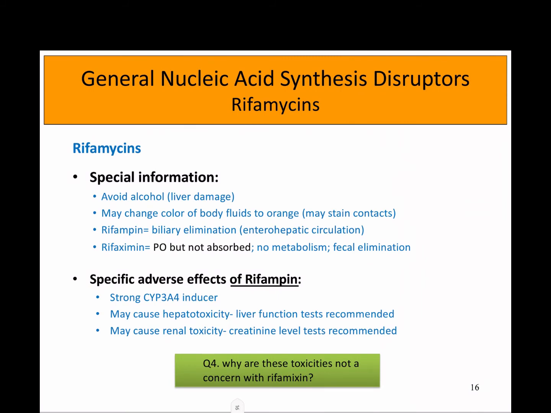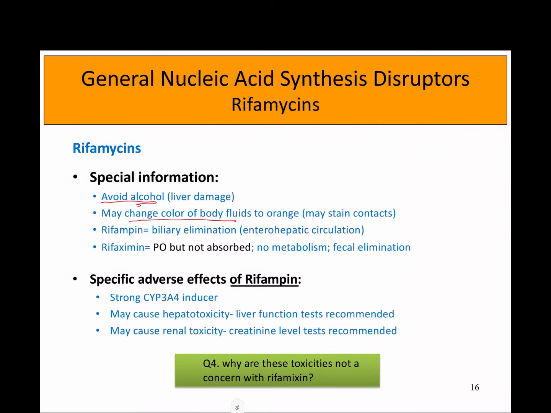The rifamycins have some interesting properties. One of them is that you need to avoid alcohol, and that's not due to a reaction between the drug and the alcohol, but rather due to the risk of cumulative liver damage. For some reason, these can change the color of your body fluids, so your sweat, your urine, and even your tears can begin to turn somewhat yellow or orange.